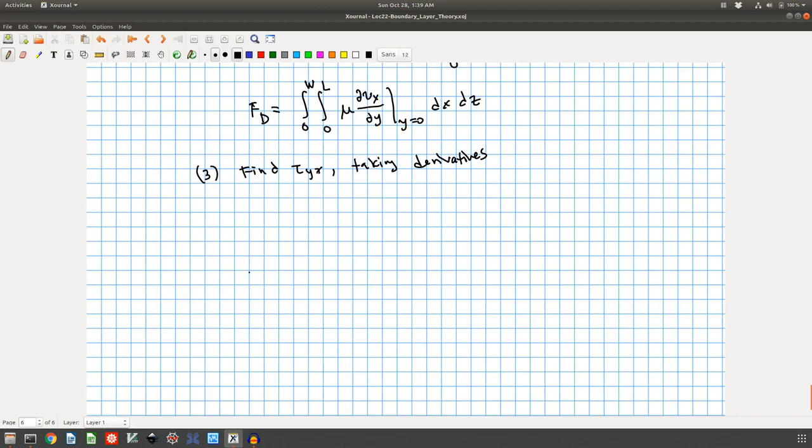So we need to take dvx dy. I have to take the Pohlhausen von Karman velocity. So I had 3 halves y over delta minus 1 half y divided by delta cubed, and that's what I'm trying to take the derivative of. Luckily, delta is only a function of x, so I can treat it as a constant. So this is just a derivative of a polynomial.